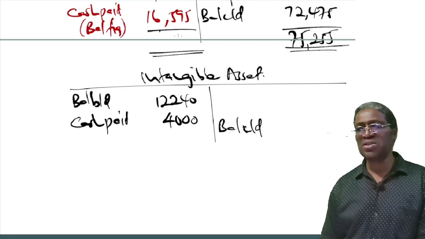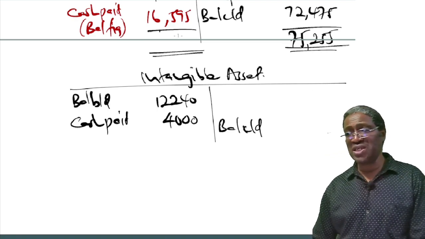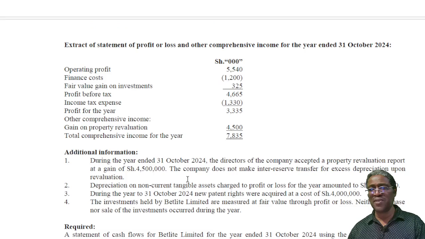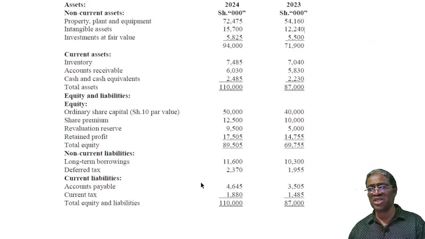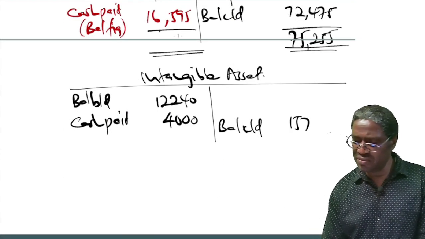Then we carry down the balance by the end of the year. Let's go to the balance sheet by end of this year and see what we are carrying down. Good. From this balance sheet this year, we are carrying down intangible assets amounting to 15,700. Good. Let's carry down that balance, 15,700.